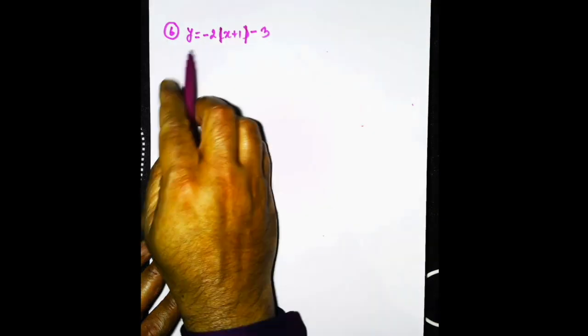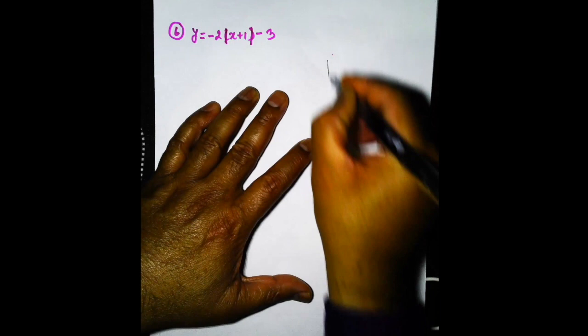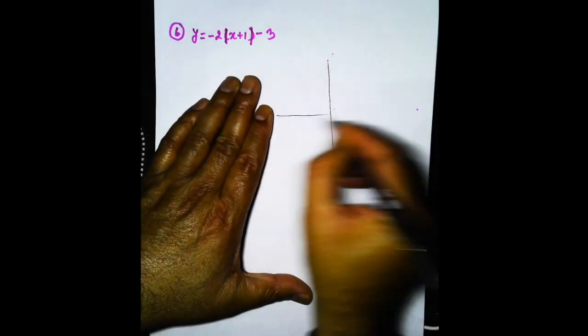This is y equals -2|x + 1| - 3. Here also I can suggest a number of ways that you can draw this graph. First of all, I'll draw the graph by using the strategy of transformation of graphs. So first of all, I'll get my graph ready to draw.